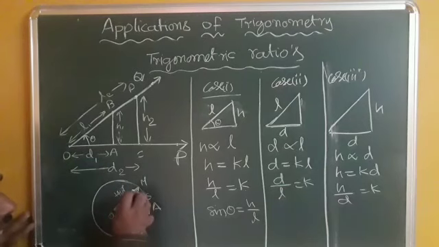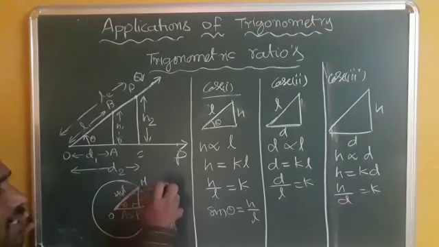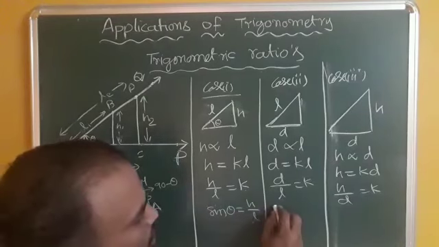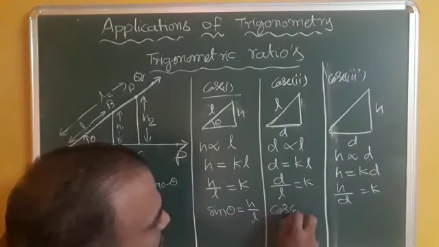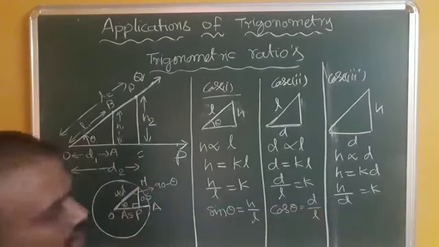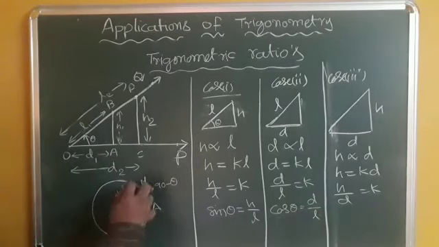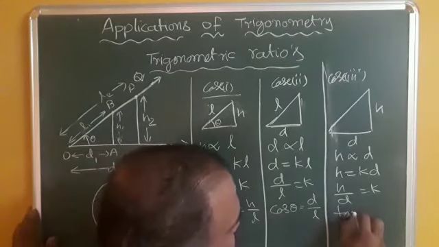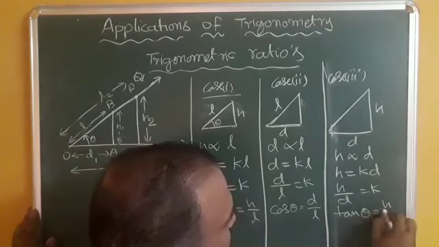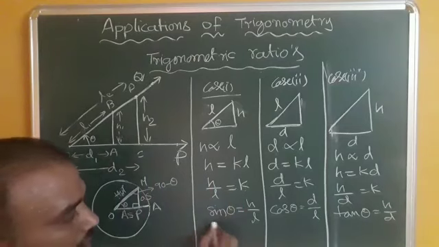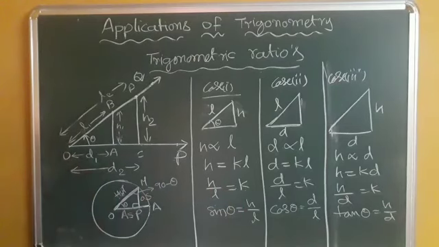For the complementary angle, 90 minus theta, cos theta is equal to D by L. And tan theta is equal to H by D. So these are the three trigonometric functions.